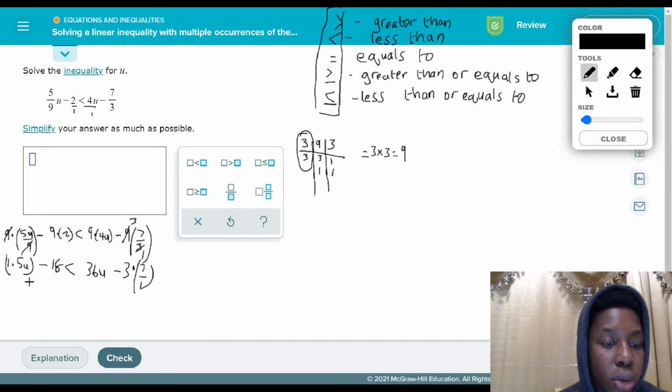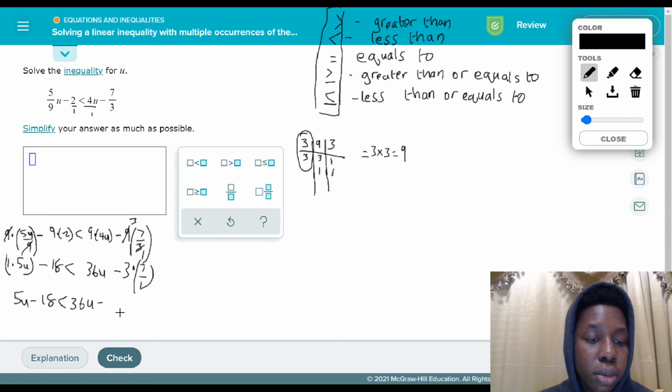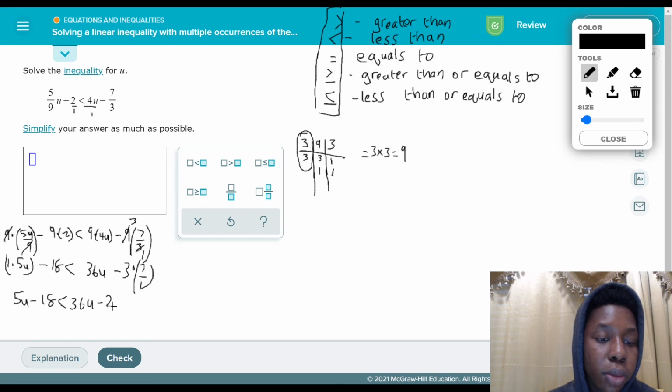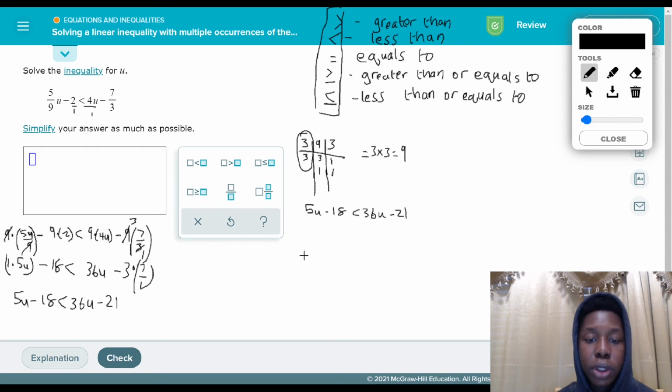Okay, so basically all we have to do is simplify this. This is 5u, because 1 times 5u equals 5u, minus 18, less than 36u, minus 3 times 7 over 1. That's basically 21. Okay, so now we're left with 5u minus 18 less than 36u minus 21. Now we have to simplify this equation.